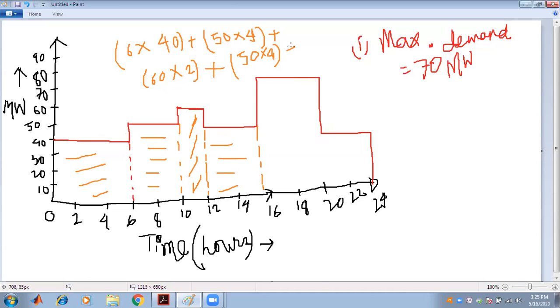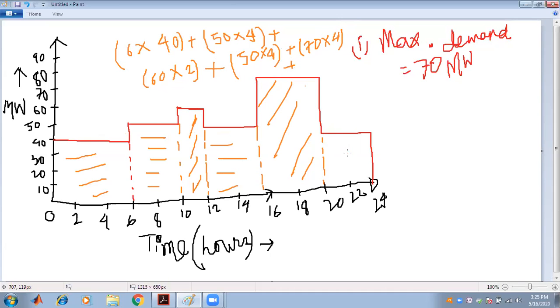What is our fourth area? The fourth area is this one, from 16 to 20, where the demand is 70. So it is 70 into 20 minus 16, which is 4. 70 into 4. This is our fourth area.